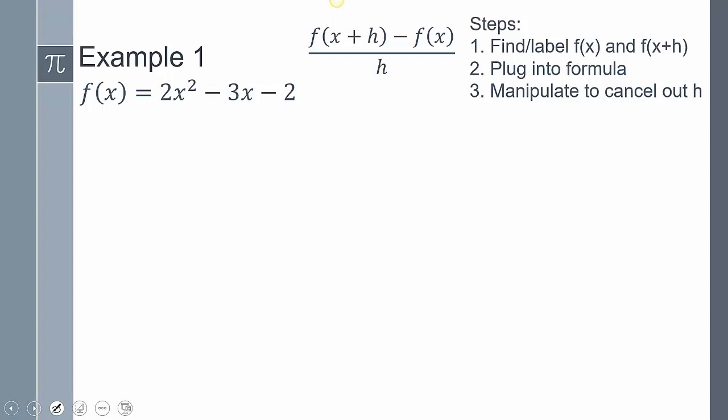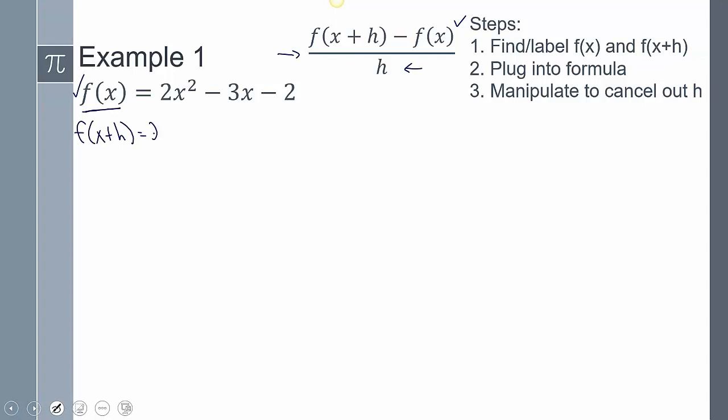Example number 1. It gives us our f function, and we want to use the difference quotient, which is this, to be able to basically, remember I said our goal is to simplify that h. So we need to find two versions of the function. Well, I already have f of x. That's right here. It gives it to me. f of x equals 2x squared minus 3x minus 2. But now I need f of x plus h.